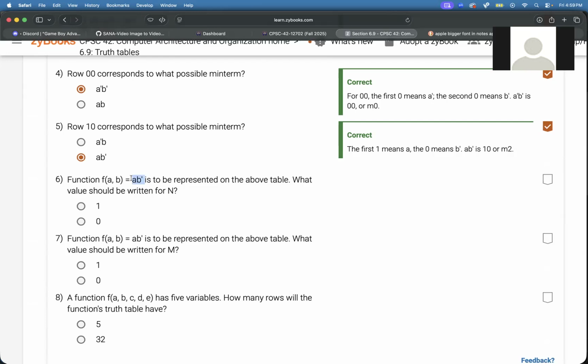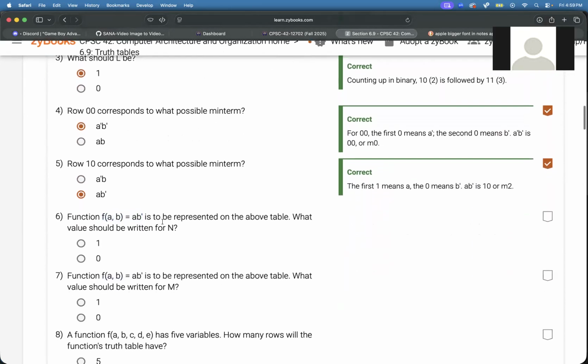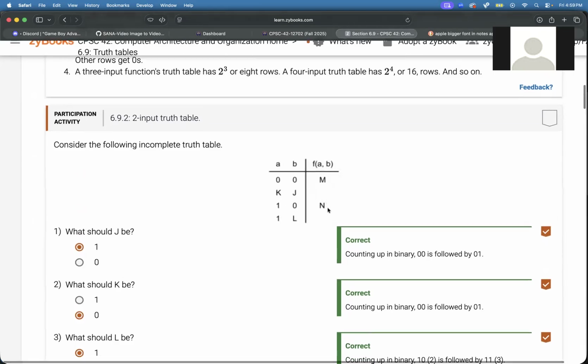Function A, not B is to be represented in the table. So A, not B is 1, 0, right? A, not B is 1, 0. So if you were trying to represent this function, you'd find the 1, 0 row and you'd fill that in with a 1.